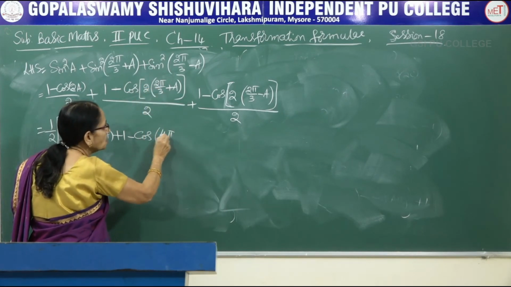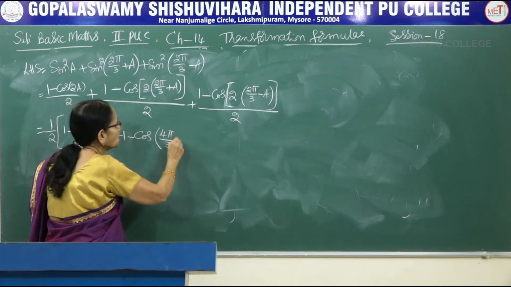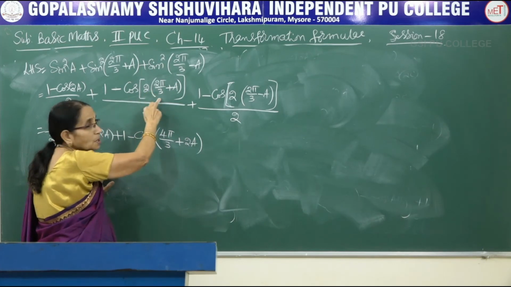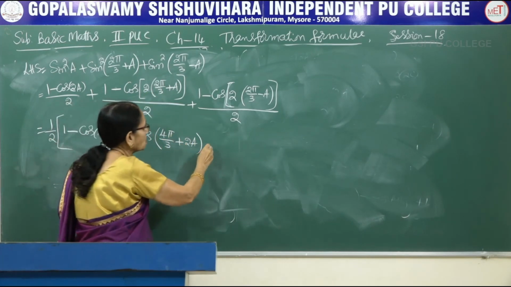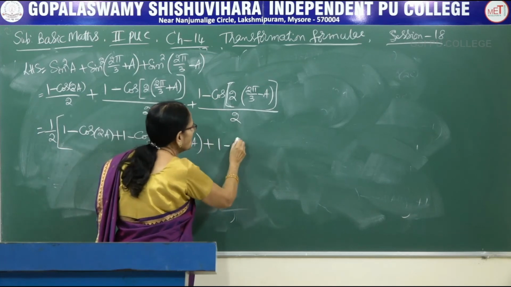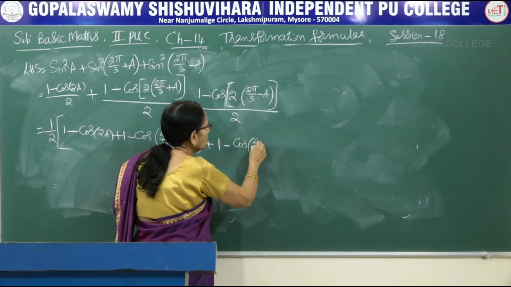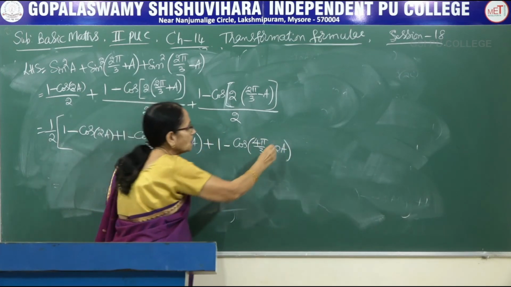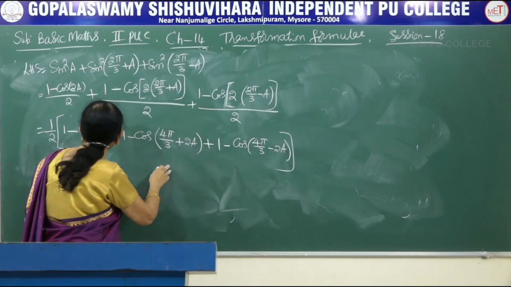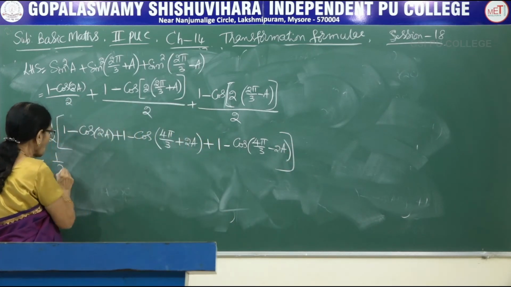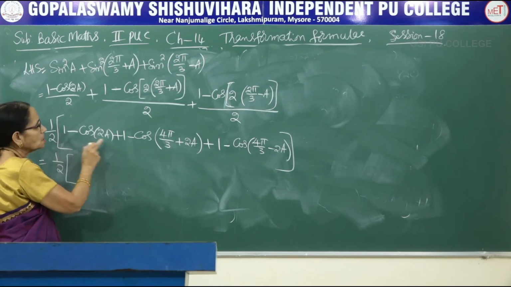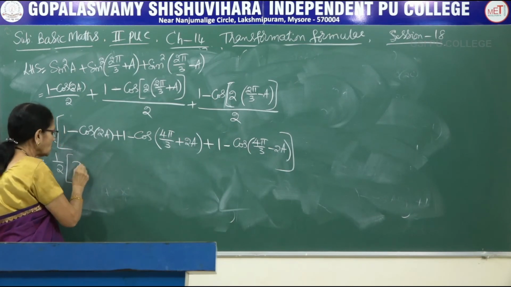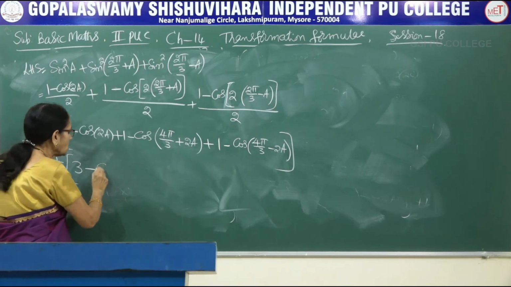How much is that one? 4 pi by 3, 2 into a, 2a. That is why I am telling you to write. Otherwise, now you multiply the first one, you may forget the second one. Plus 1 minus cos of, multiply 4 pi by 3 minus 2a, close the bracket. So, because half has been taken outside, it is half of, add the constant 1 plus 1 plus 1. In the earlier two problems, that 1 must cancel. Now it is 3. Now write the remaining terms.